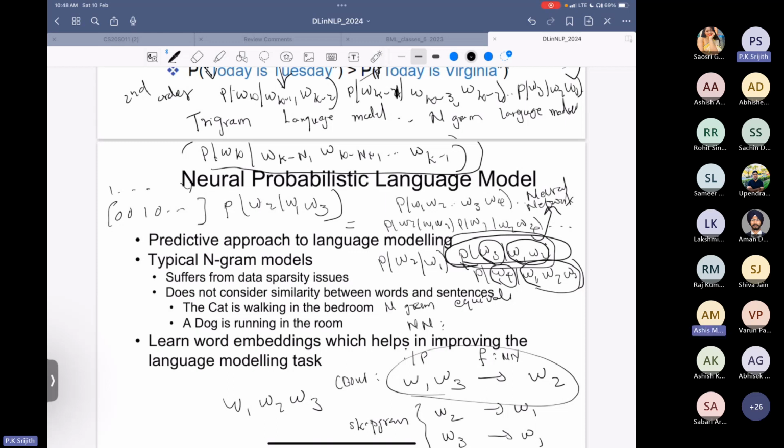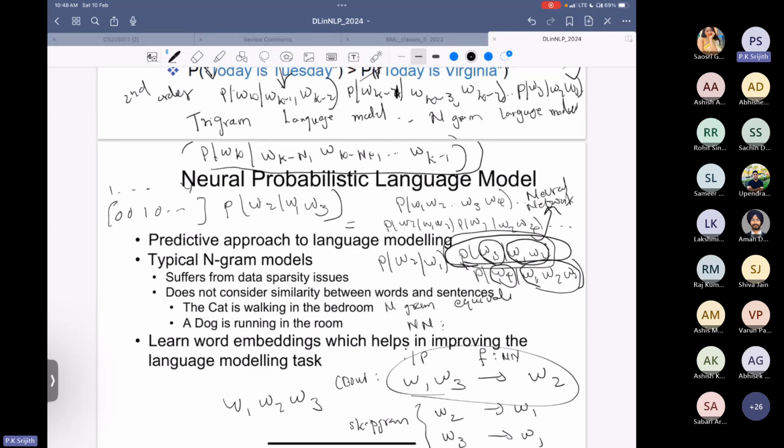But instead of representing the word as a one-hot vector, this neural probabilistic language model considers a dense vector representation, something like a d-dimensional dense vector, and along with learning the parameters of the neural network, it also learns these vector representations of the words. And because it learns a vector representation of the words, the model can generalize to sentences that it has not seen in the corpus.